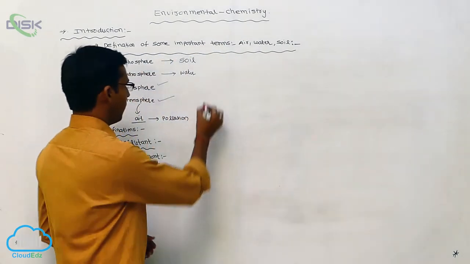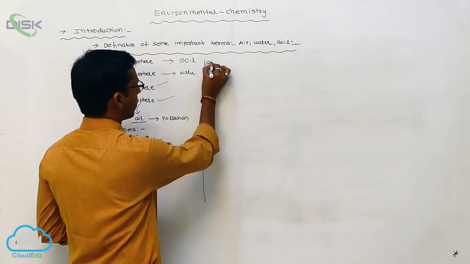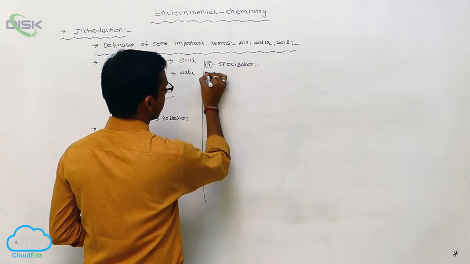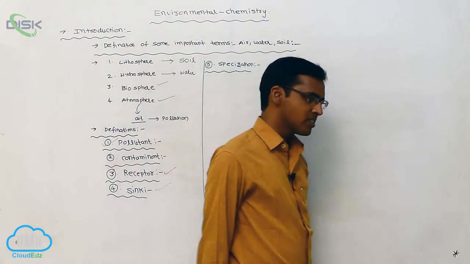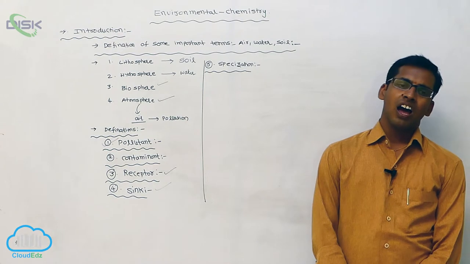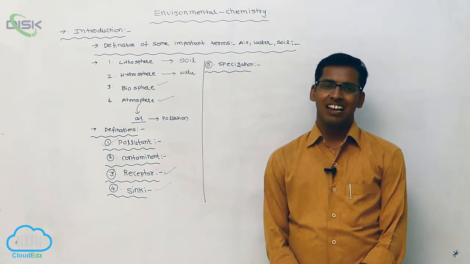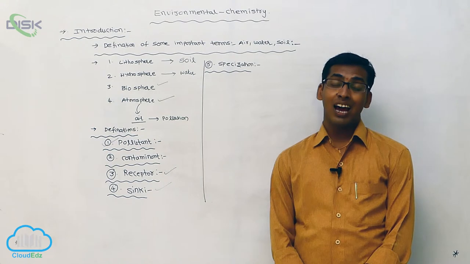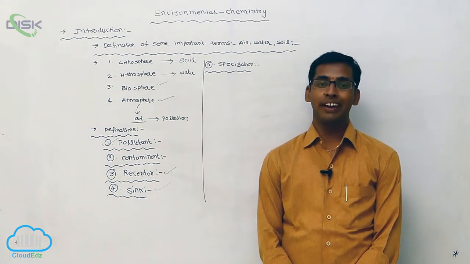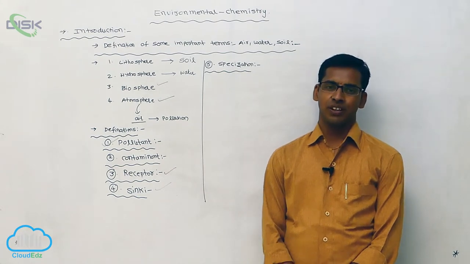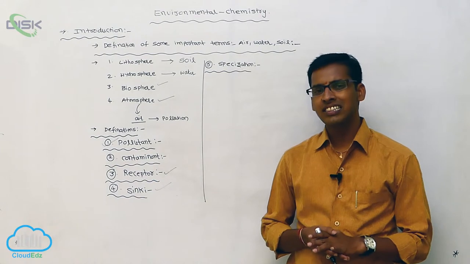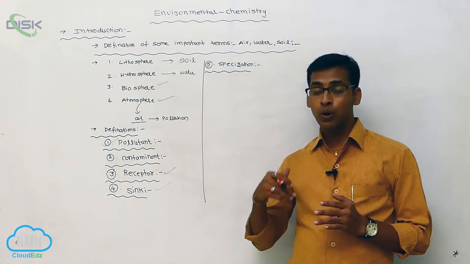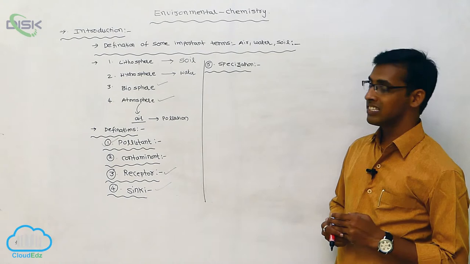And the fifth one is speciation. Speciation means different compounds are synthesized, like organic compounds or inorganic compounds or organometallic compounds, or those that cause pollutants. New compounds are synthesized in a laboratory, like organic, inorganic or organometallic compounds. That is called speciation.